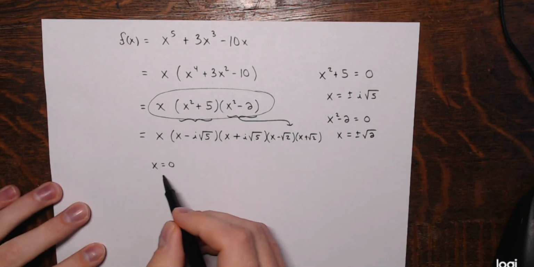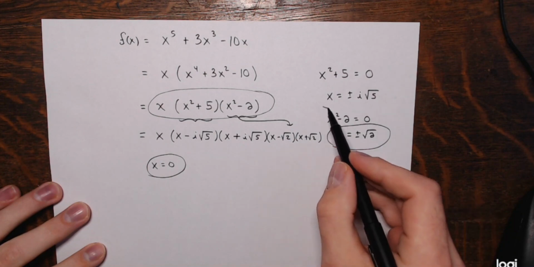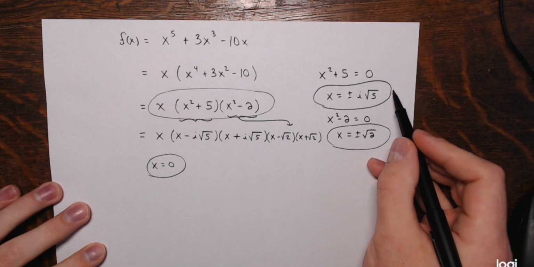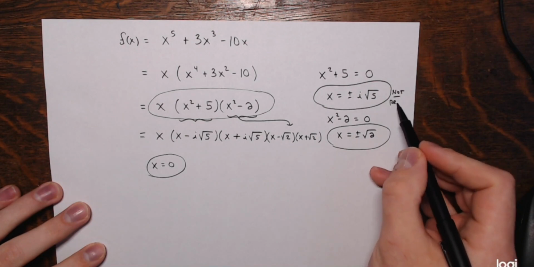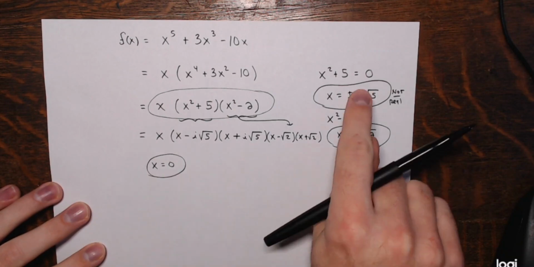x equals 0 is a zero. And then positive or negative square root of 2. And positive or negative square root of negative 5, or i root 5. But these aren't real. These have an imaginary number in them. And again, all they wanted were the real zeros. And every single one of these zeros has a multiplicity of 1.